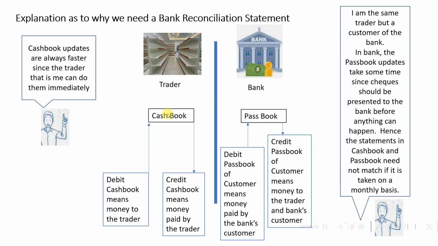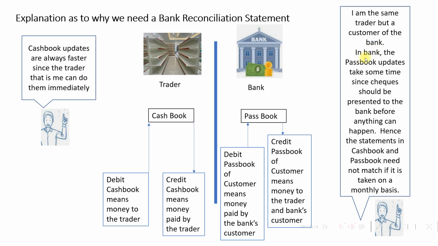Now the trader has a cash book. What does it mean? Debiting the cash book means money is coming to the trader, and crediting the cash book means money is paid by the trader. Cash book updates are always faster, since the trader can do that immediately.